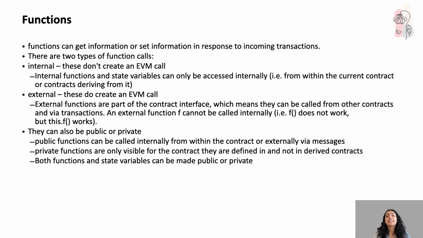Then let's come to external calls. External calls, on the other hand, do create a new EVM call. External functions form the interface of your contract. This is how other contracts and external users are going to interact with your contract. Here's the important part. You can't call an external function directly using f; it is not going to work. But how can you call it? You can call it by this.f, which explicitly tells Solidity that you're going to make an external call. So if your function is meant to be accessed by other contracts or by transactions from outside the blockchain, it should be external.